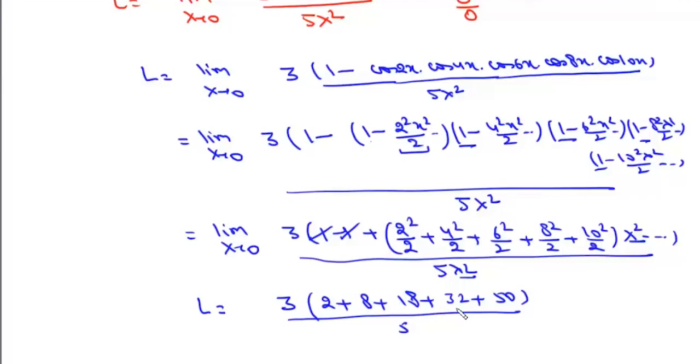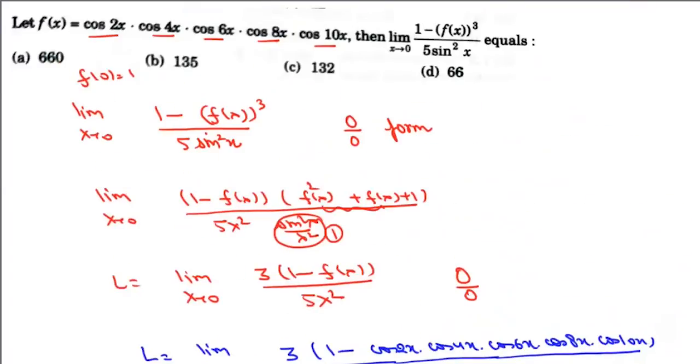Now this is 10 and 40, 50, and 10 and 50 is 110. So it will be 3 into 110 divided by 5. Now this is 22. So the answer to this limit is 66, and that's your option D.